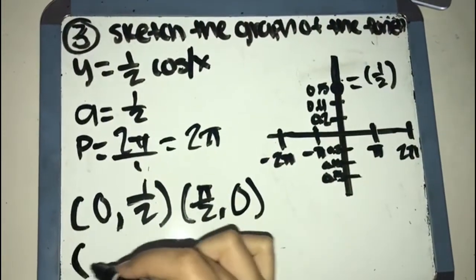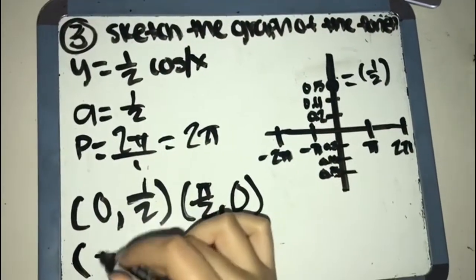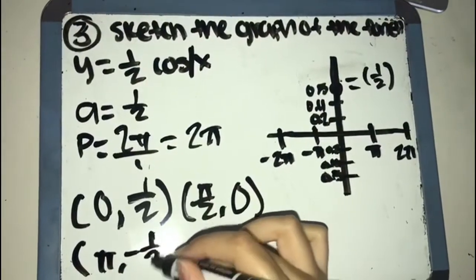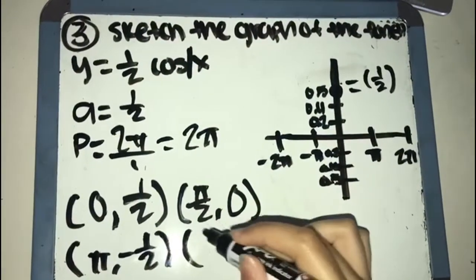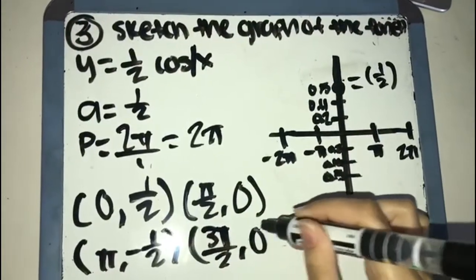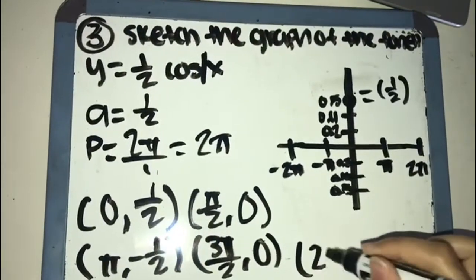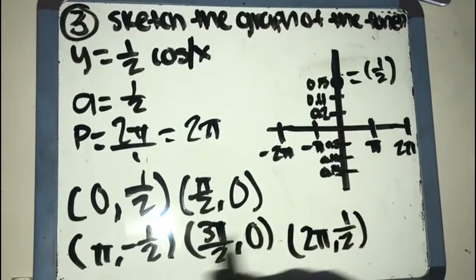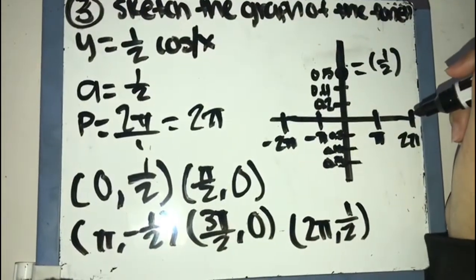Next point, let's do pi, and that would equal negative 1/2, I'm pretty sure. Okay, that's the third point. The fourth point would be 3 pi over 2, and that would equal 0. Last but not least, the fifth point would be 2 pi, 1/2. Okay? Now we have to jot down all the points. Let me jot this down real quick.